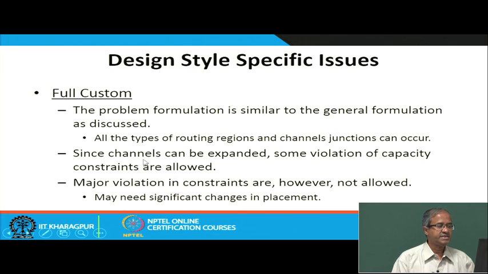And I mentioned the channels can be expanded, some blocks can be moved here and there. So, some violation in the channel capacity can be allowed, but major violations are not allowed, because if you say that I have to move a block too much, then other blocks might get disturbed, right. So, some placement may need to be changed significantly in that case. Okay.